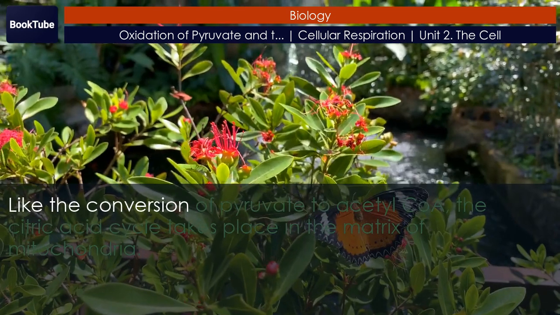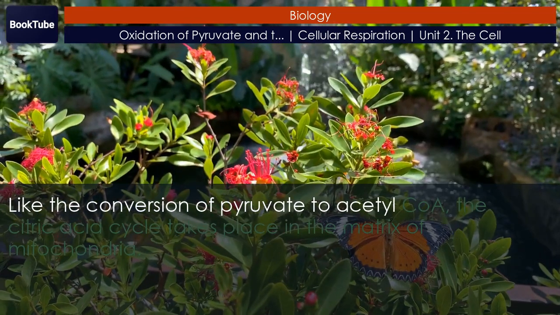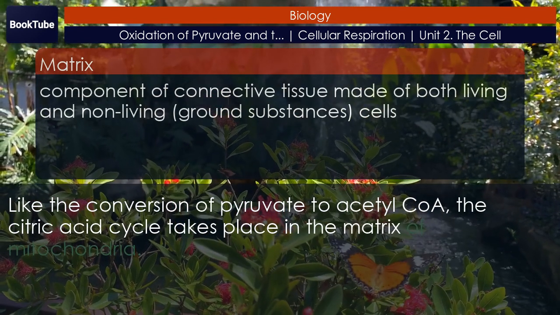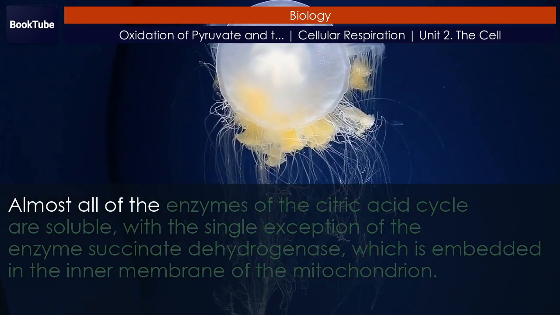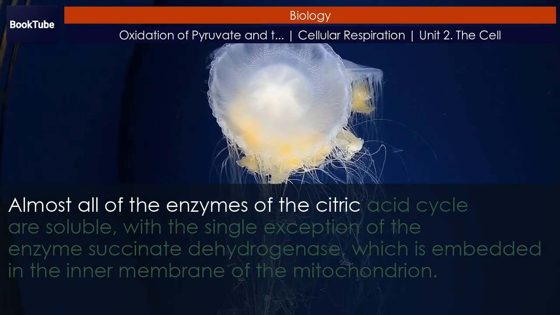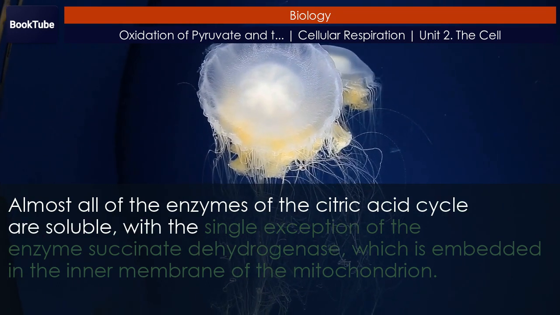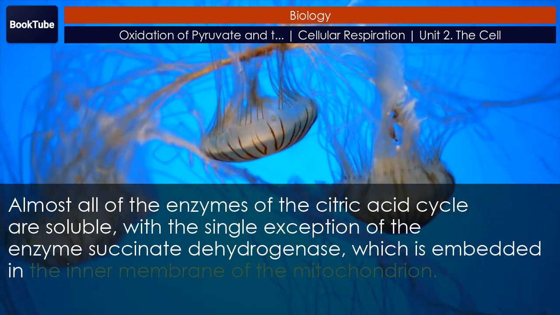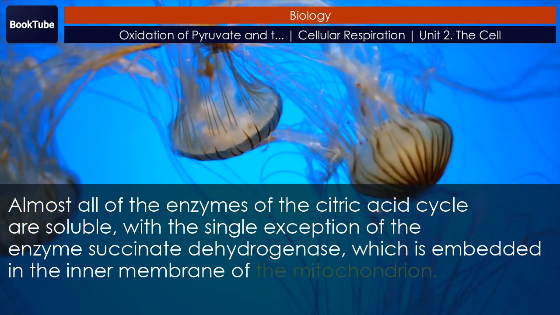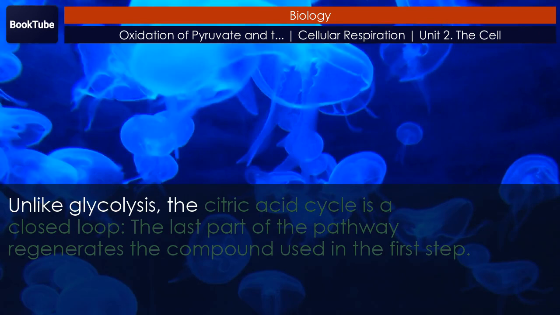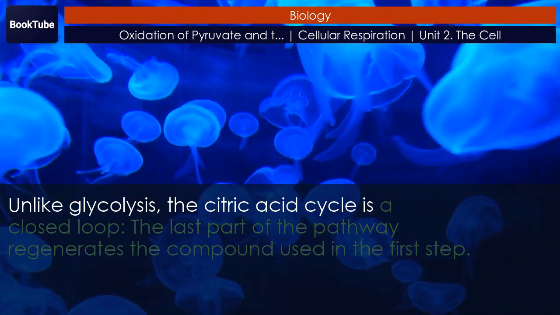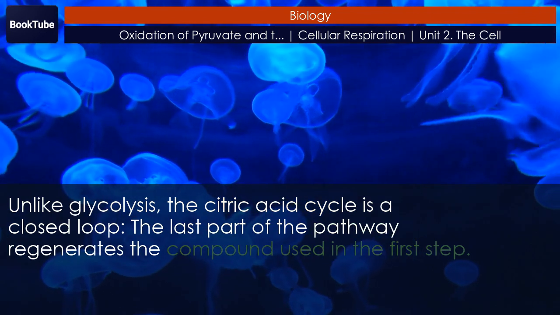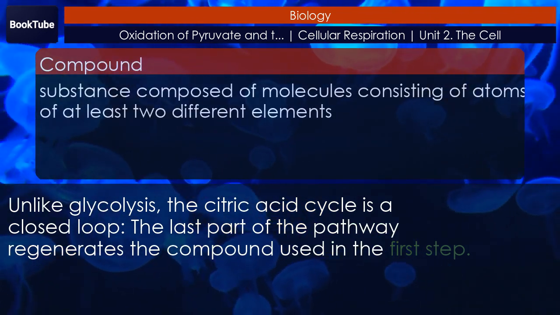Citric acid cycle. Like the conversion of pyruvate to acetyl-CoA, the citric acid cycle takes place in the matrix of mitochondria. Almost all of the enzymes of the citric acid cycle are soluble, with the single exception of the enzyme succinate dehydrogenase, which is embedded in the inner membrane of the mitochondrion. Unlike glycolysis, the citric acid cycle is a closed loop. The last part of the pathway regenerates the compound used in the first step.